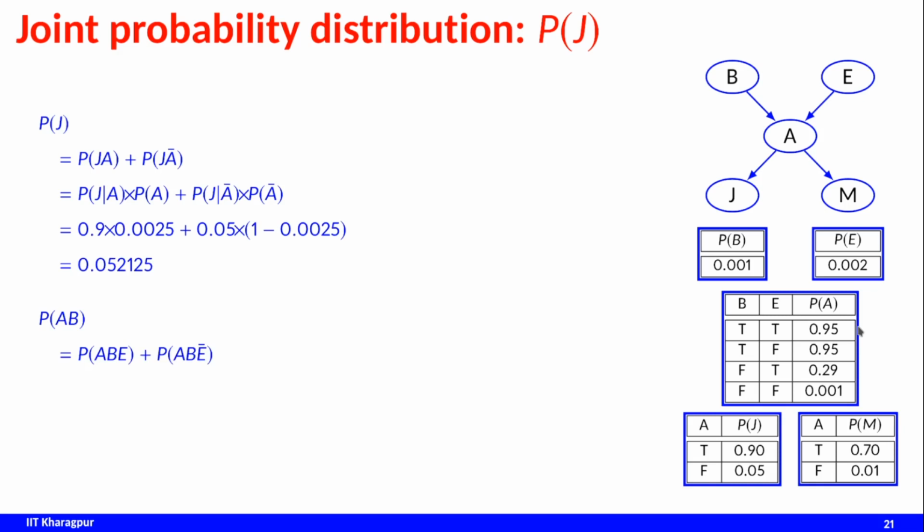So we have to find out P of ABE and P of AB not E. Since these two are mutually exclusive, I just need to add the probabilities, and we can find out these probability values by doing this mathematical calculation, numerical evaluation.